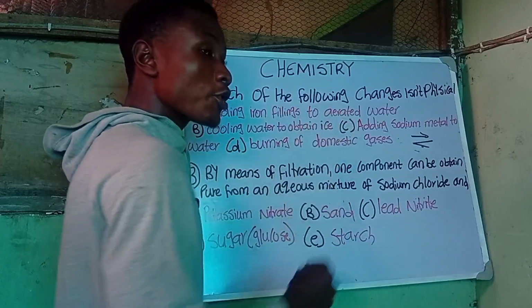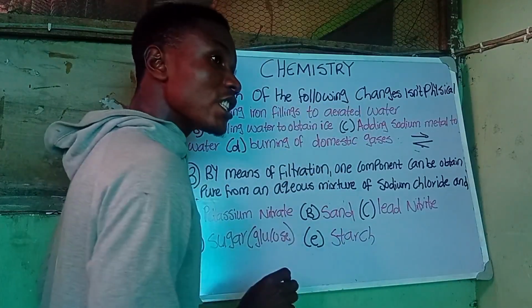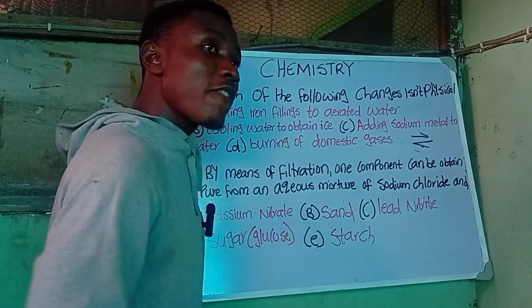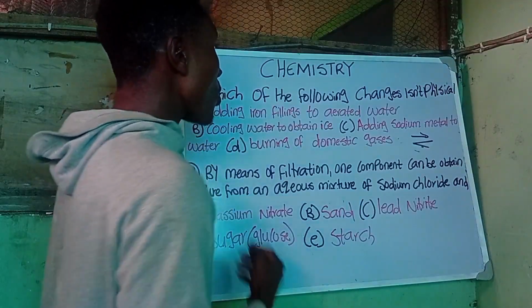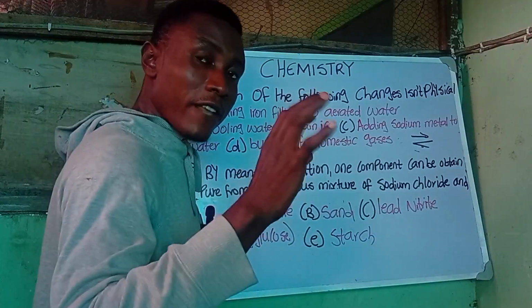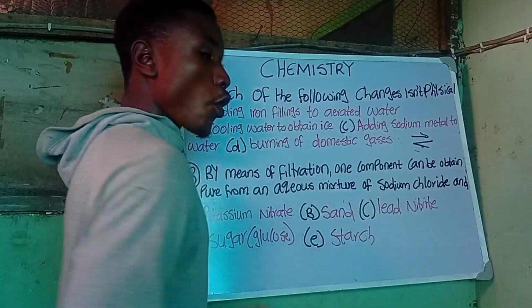So that is basically the question they are asking. It says, which of these changes is not physical? Which of these changes is irreversible and can give birth to new substances? A, we have adding iron filings to aerated water. When you add iron filings to water, you can still get it back. B, cooling water to obtain ice.